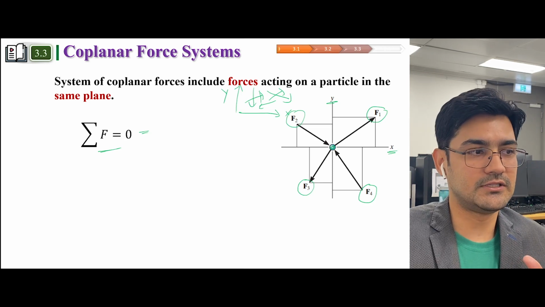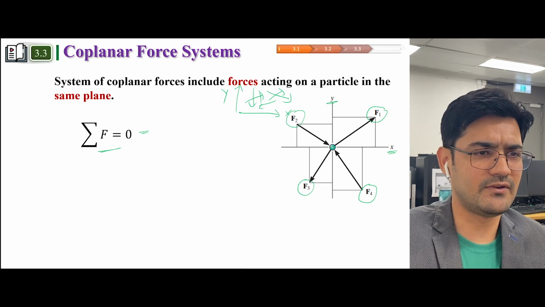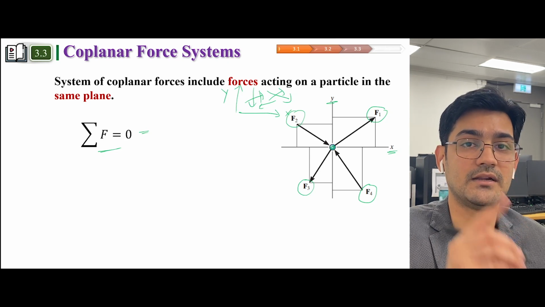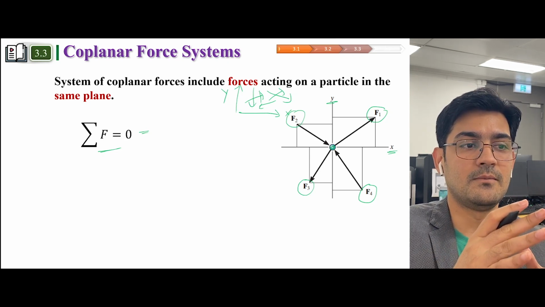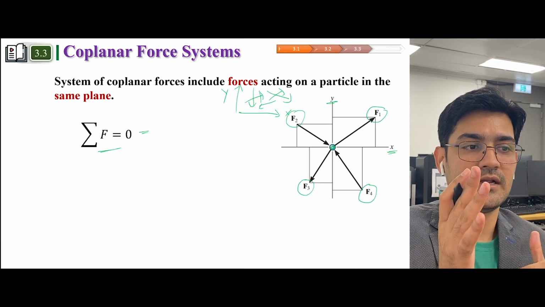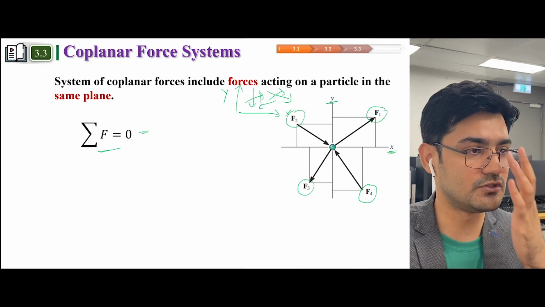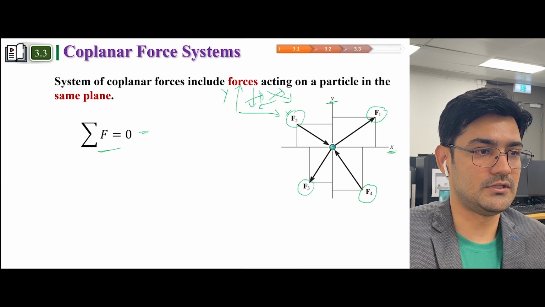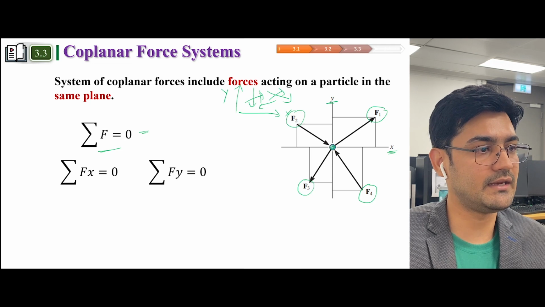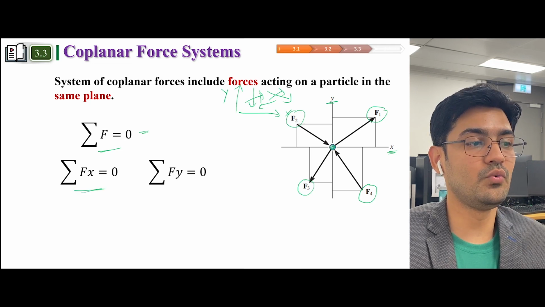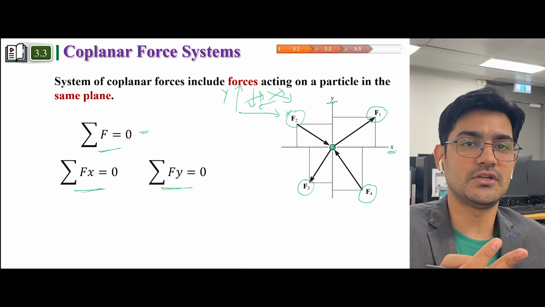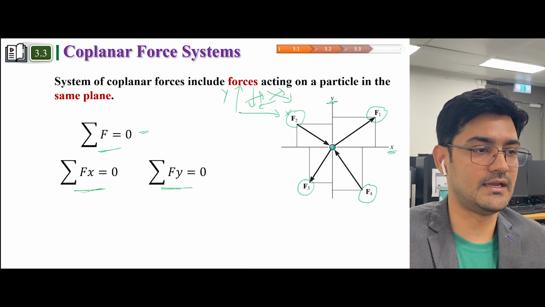Now, finding the resultant of all these forces directly would be a little bit difficult. But if we break down these forces into horizontal and vertical components, we will have perpendicular components, and it would be easier to do the summation of all the forces and figure out if this is in equilibrium. So we can also write it in terms of two equations. One equation is the summation of all the forces along the x-axis is equal to 0, and the second is the summation of all the forces acting on the y-axis is equal to 0.